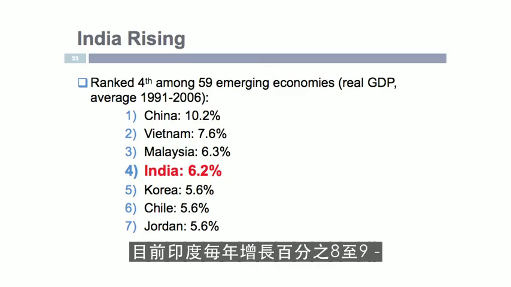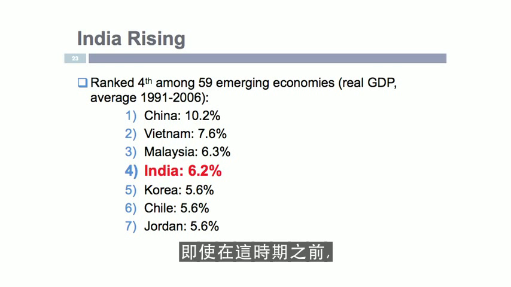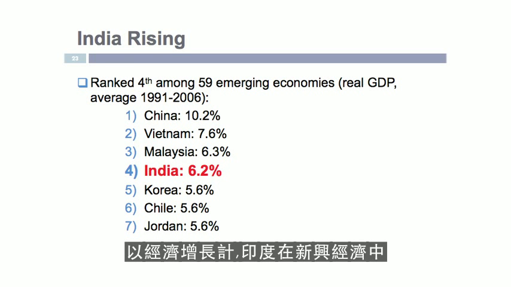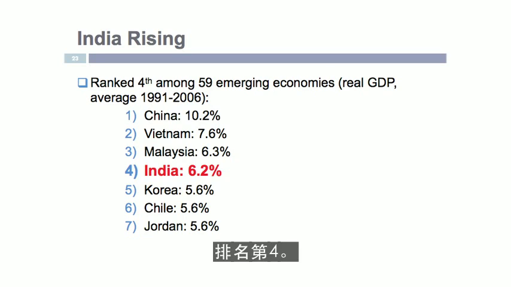In fact, if you compare India with the average developing country, even before the more recent period of acceleration of Indian growth, now India is growing between 8 and 9%. Even before this period, India was ranked 4th in terms of economic growth among emerging economies. This is a very impressive record indeed.